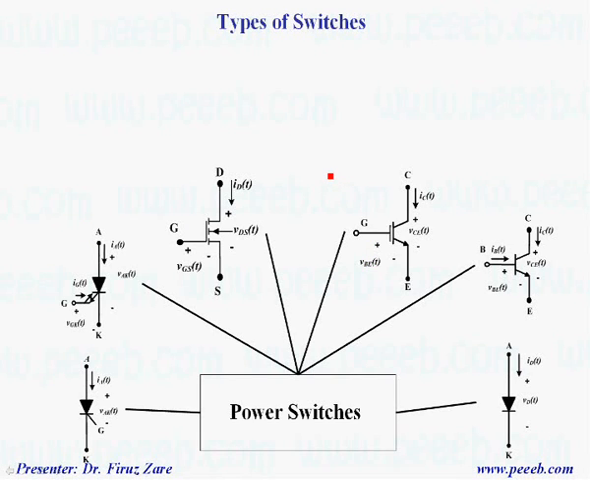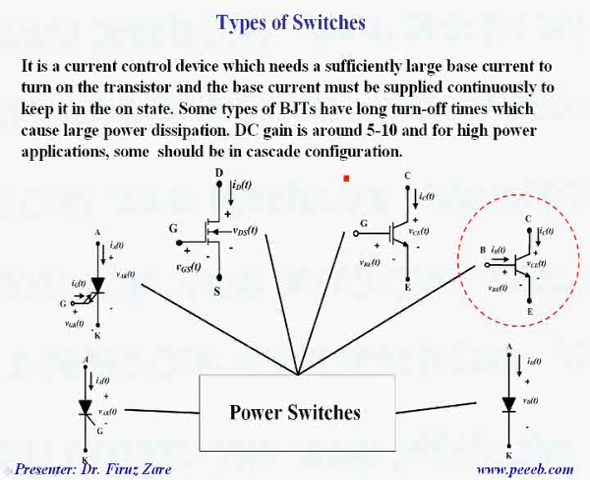There are different types of power switches. For example, diode, BJT or power BJT, IGBT, MOSFET, GTO, and thyristor. We will look at all the switches and describe in which topology we can use these power switches.